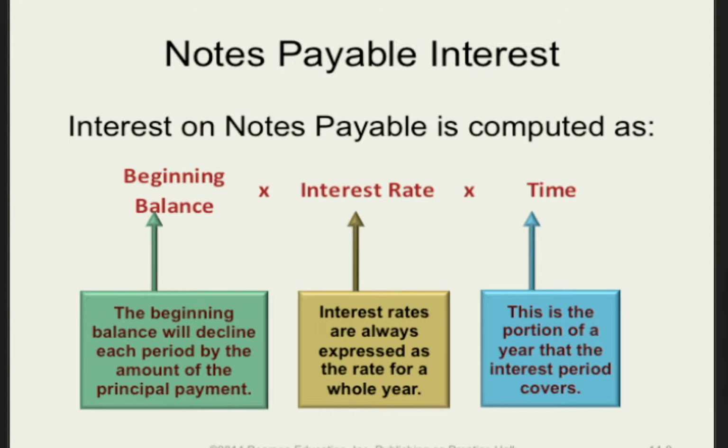When the time is appropriate, we will need to compute and record interest expense and interest payable. The formula is beginning balance times interest rate times time. Beginning balance in notes payable equals the unpaid balance of the original borrowed amount. Interest rate equals the stated interest rate on the note. Interest is always stated as an annual rate, even if the interest period itself is less than a year. Time equals the fraction of a year that covers the interest period. Generally, we will break the year down into either days, months, or quarters.